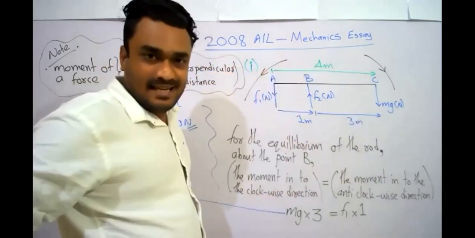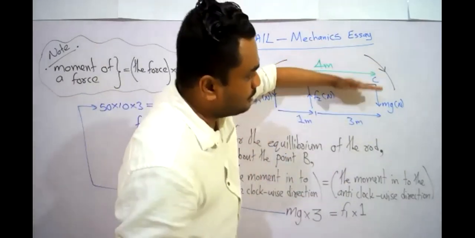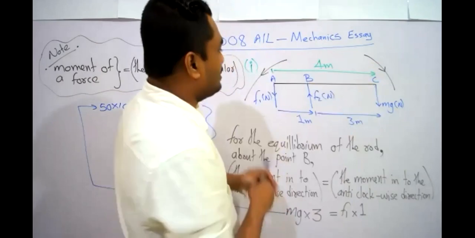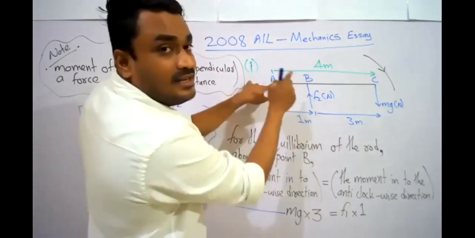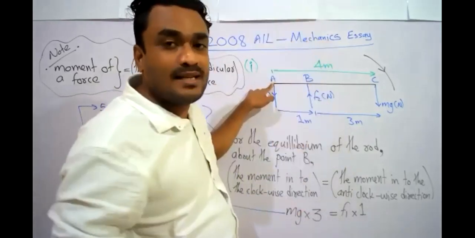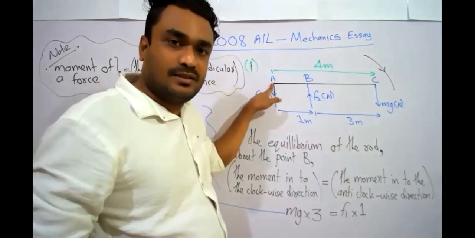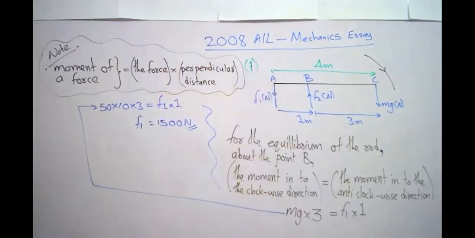About the point A, mg force is trying to rotate the rod in the clockwise direction. I'm asking about point A, what is the direction F2 force is trying to rotate the object? Clockwise direction or anti-clockwise direction? You are silent, time will be wasted. Yes, dear, someone?